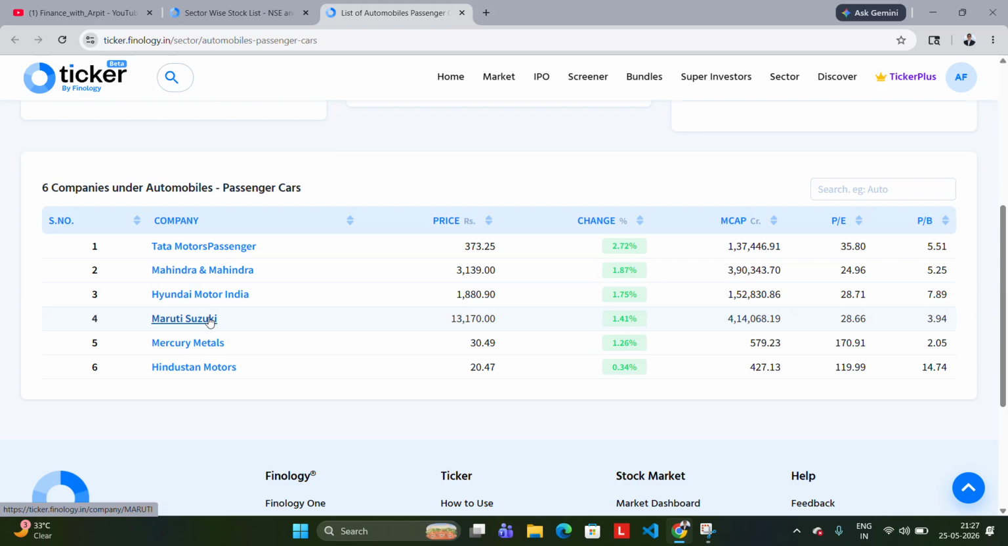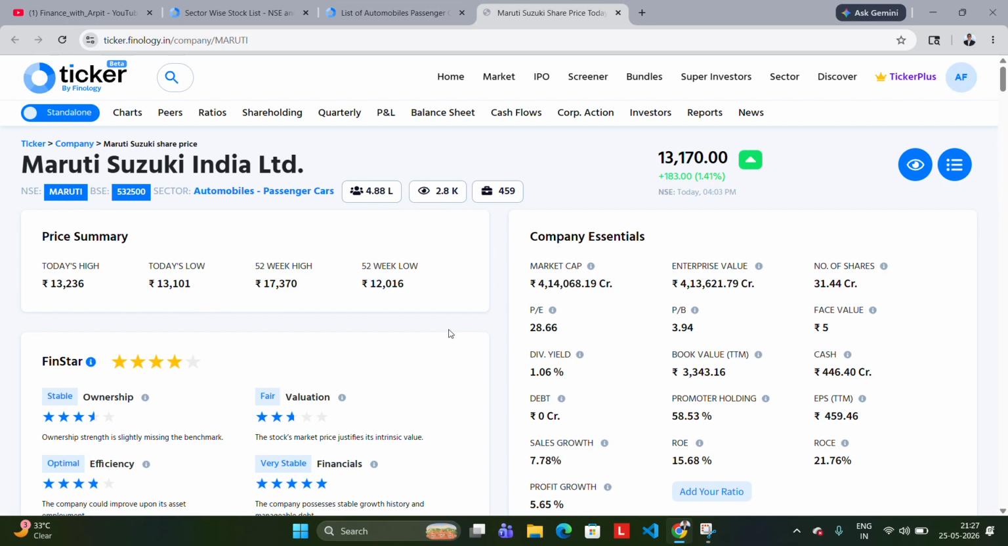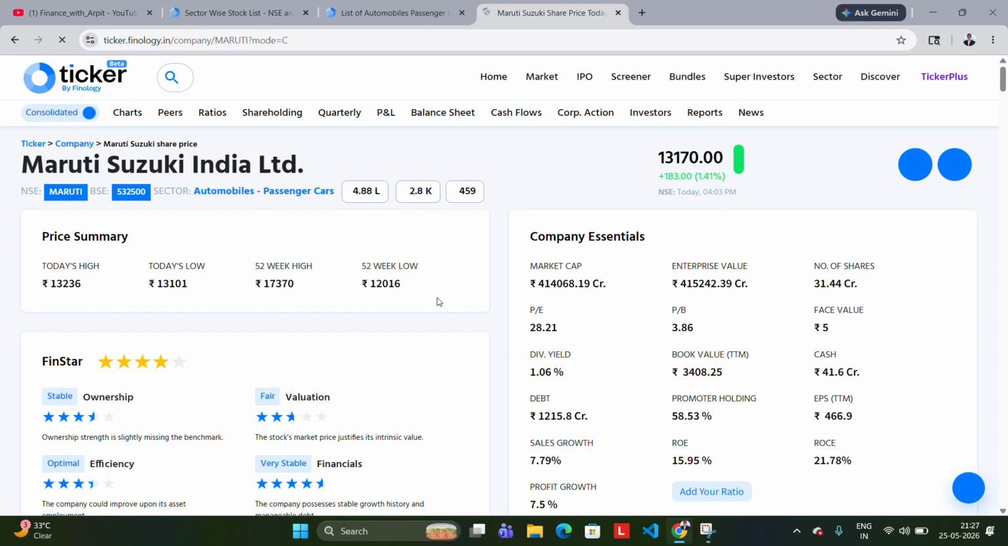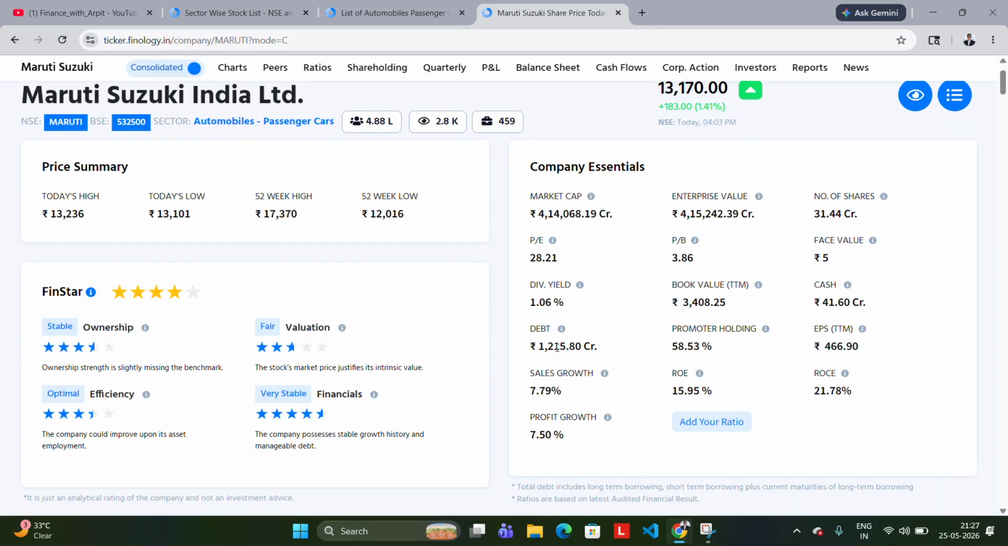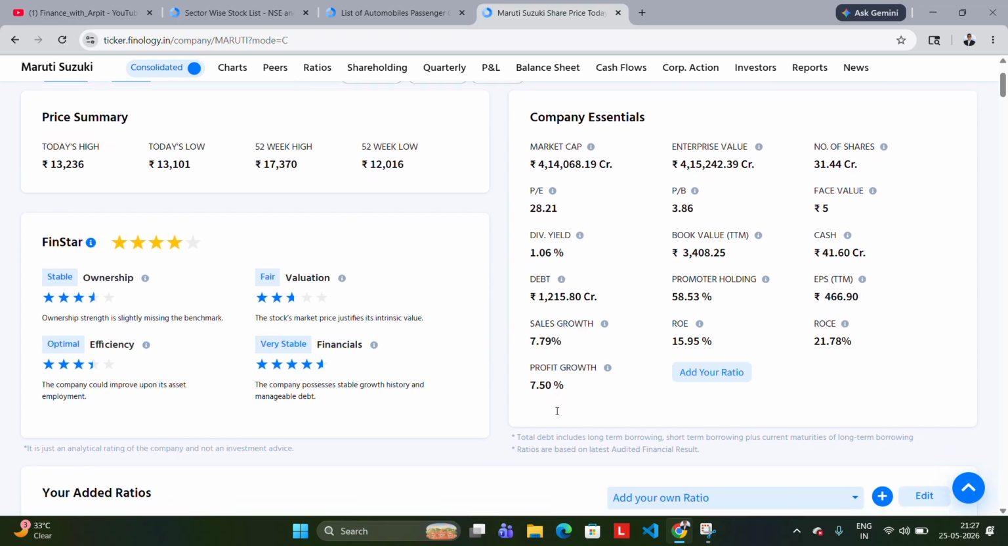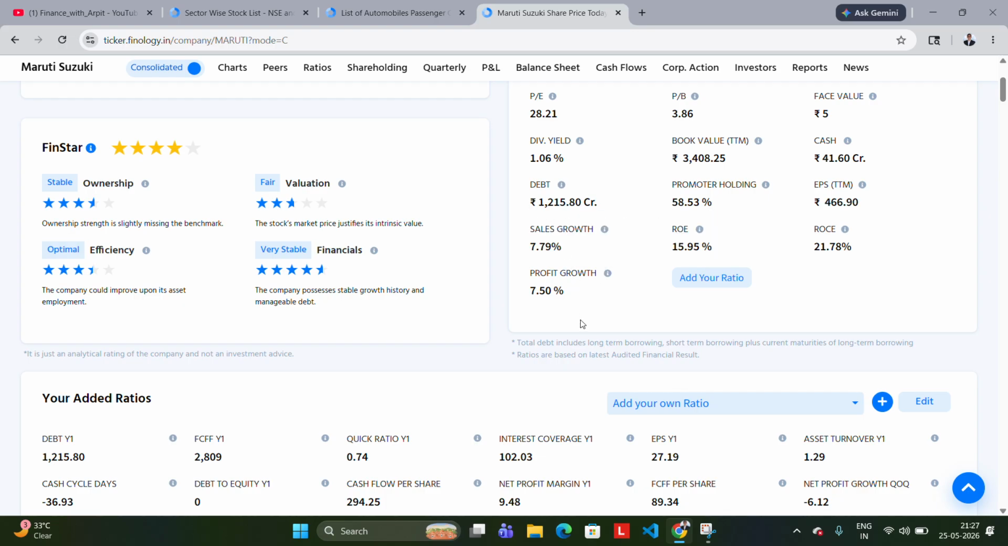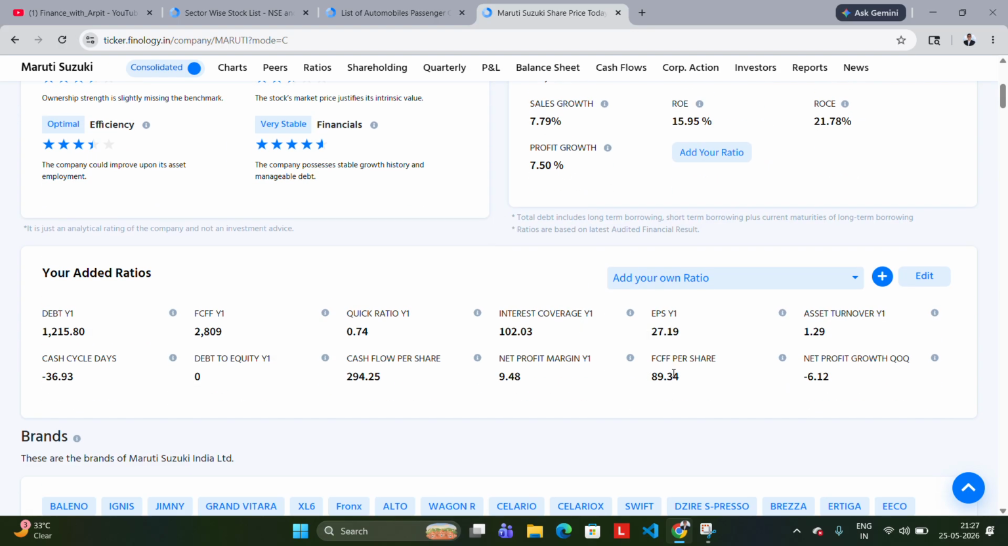Or if you want to go for the automobile sector, let's see the last one for the automobile sector. If it is available, then see the consolidated statements only. Yeah, that is minimum. According to the market cap, it is considered nothing. ROE and ROC are good, profit growth and sales growth are very, very less. It is almost negligible, but the CFF is good.